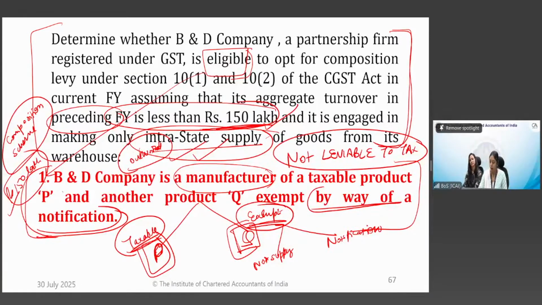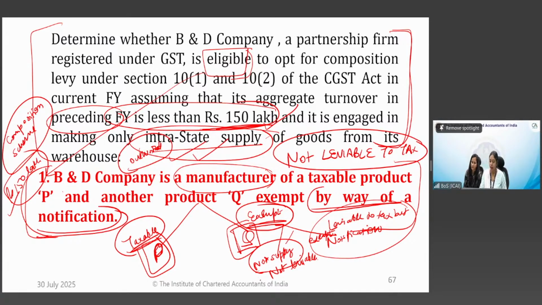Now not leviable to tax is something, first a supply can be leviable to tax but exempt subsequently by way of notification. Leviable to tax, but exempt by way of a notification. So exempt can be by two ways. अगर हम किसी प्रोडक्ट को exempt कहते हैं तो या तो वो it is not leviable to tax at all, या फिर it is leviable to tax but exempt by way of notification.